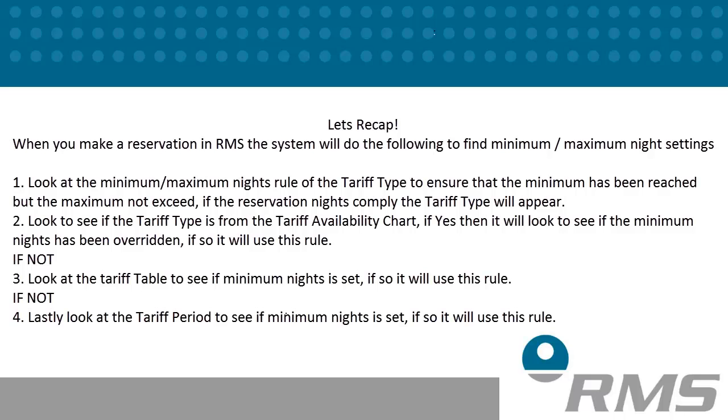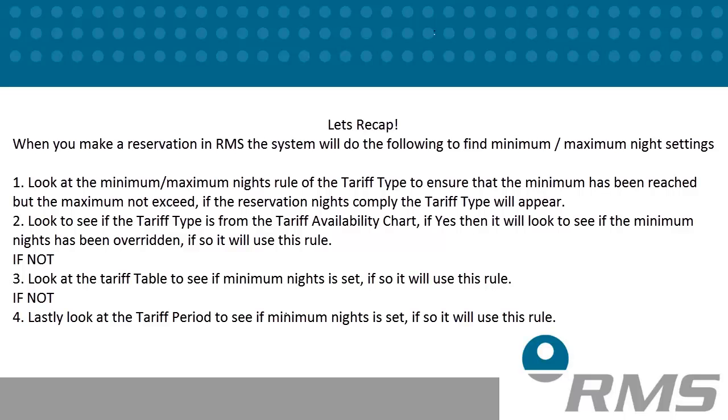So, how does RMS know which setting to use? When you make a reservation in RMS, the system will do the following to find minimum, maximum night settings. First, it will look at the minimum, maximum night rules of the tariff types to ensure that the minimum has been reached, but the maximum has not been exceeded. If the reservation nights comply, the tariff type will appear.